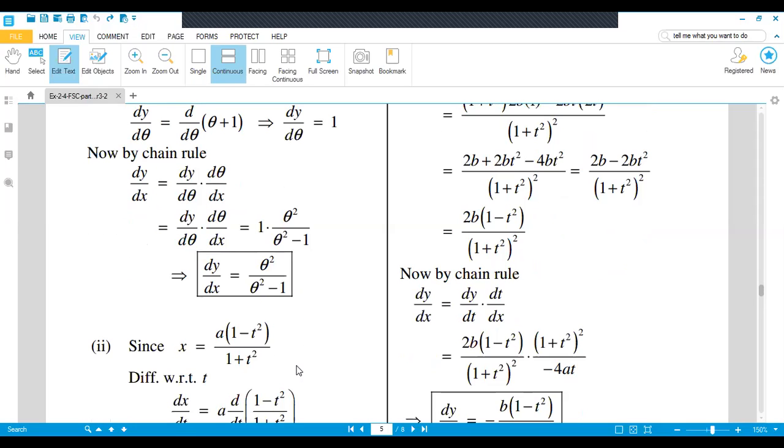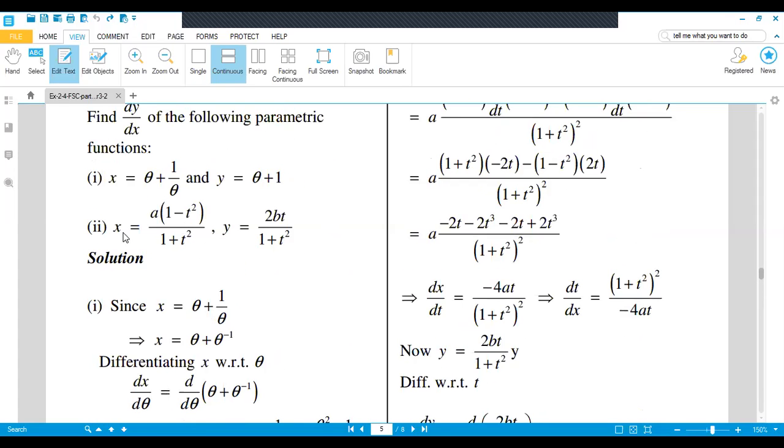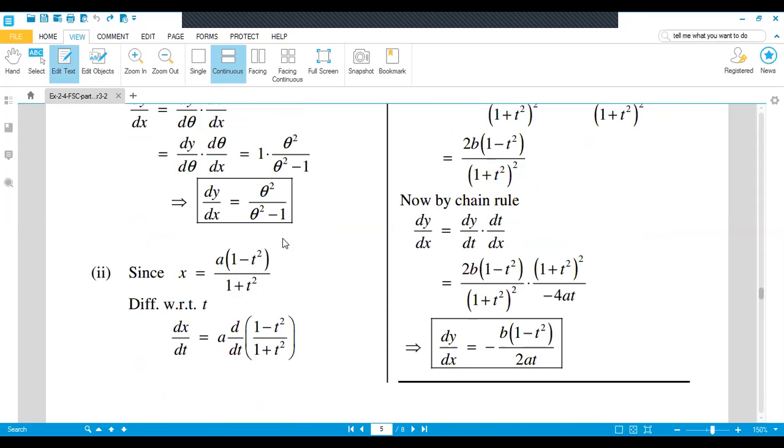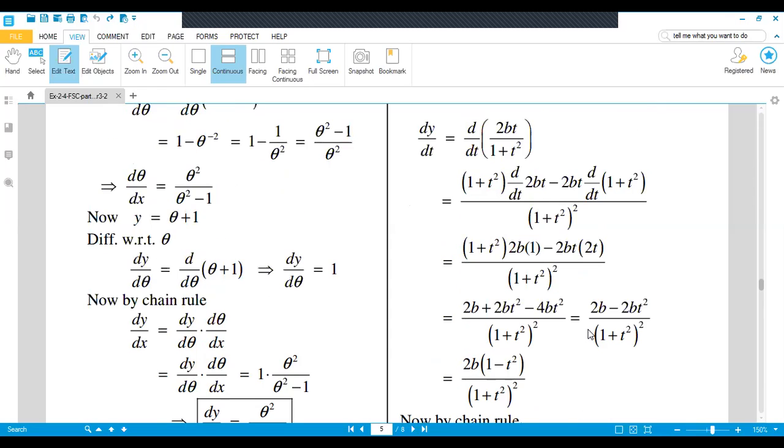Now come to the second part. In the second part, again we have three variables, x, y and t. So again, we differentiate x, the first equation, with respect to t. Here a is considered a constant coefficient and the remaining two values are in the form of a fraction. So we apply the quotient rule to differentiate with respect to t.